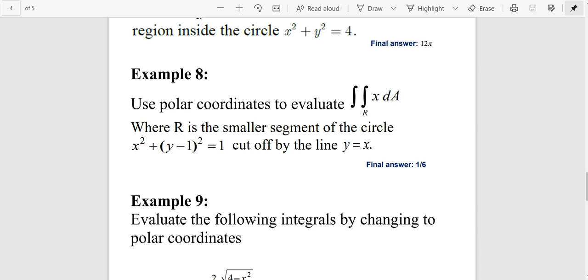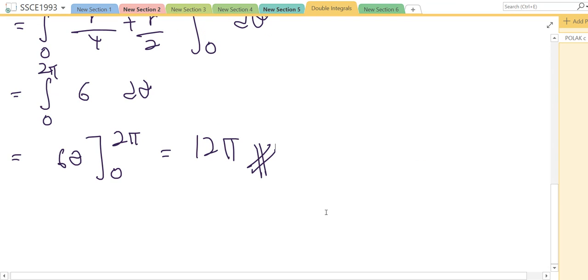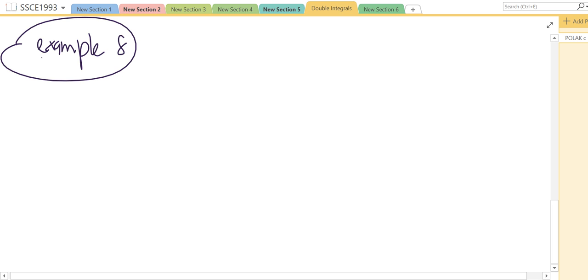Use polar coordinates to evaluate this given integral, where R is the smaller segment of the circle x squared plus (y minus 1) squared equal to 1, cut off by the line y equal to x. The first thing is to draw the region first. So for example 8.